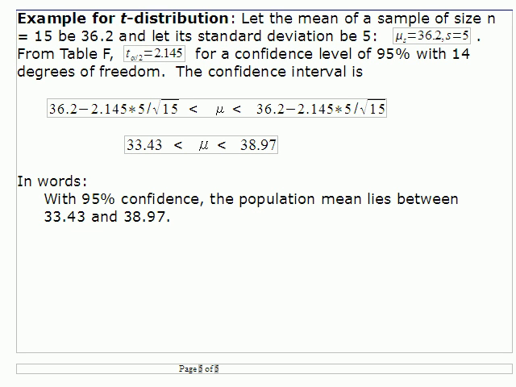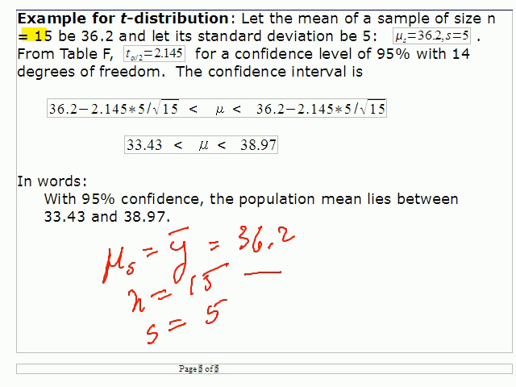Here's a sample calculation, and it was done using the tables. Let's say the sample size is 15, the mean is 36.2, and the standard deviation is 5. So what we have in this case: the sample mean, which Mendenhall calls y bar, is 36.2, n equals 15, and the standard deviation is 5. Because n equals 15, the degrees of freedom are 14. It's always n minus 1 for the degrees of freedom.